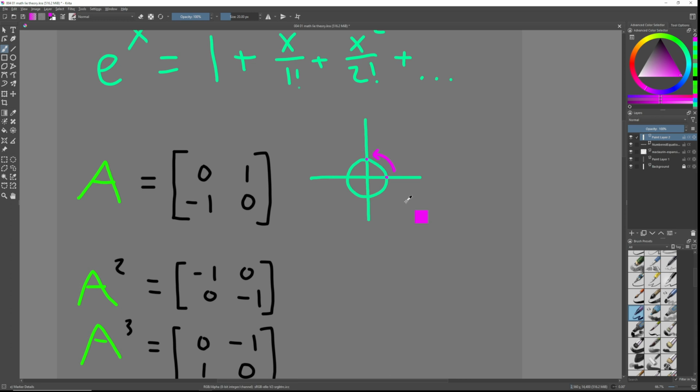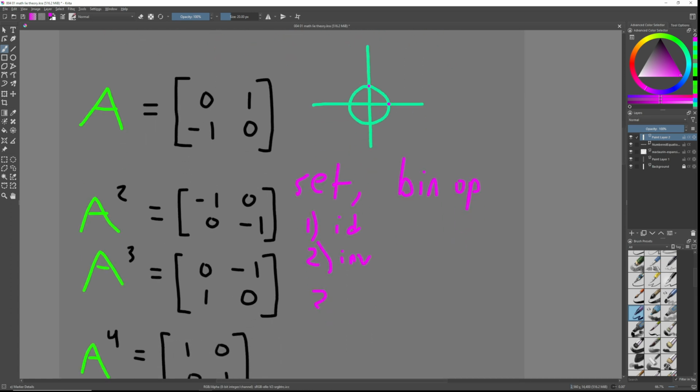So this actually forms a kind of group because you have an identity. I've talked about groups before. You need a set with a binary operation, and you have these 4 principles. You have the identity, I'll just write ID. You have inverses. What's the third thing? You have closure. And the fourth thing that you need for a group is associativity.